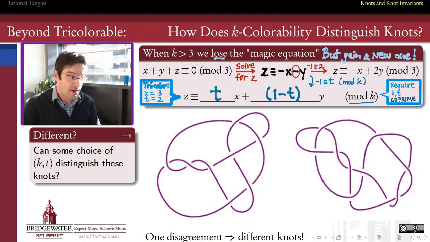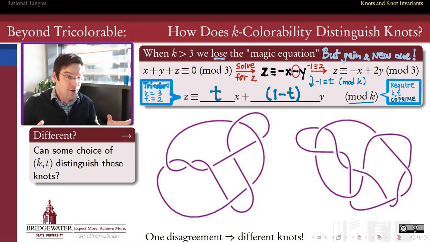So here are two knot diagrams. And these diagrams were taken from a blog post by David Austin at Grand Valley State University. One of them is an 8-crossing diagram. The other one is a 10-crossing diagram. But it's not immediately obvious whether these two diagrams represent the same knot or whether they represent different knots.